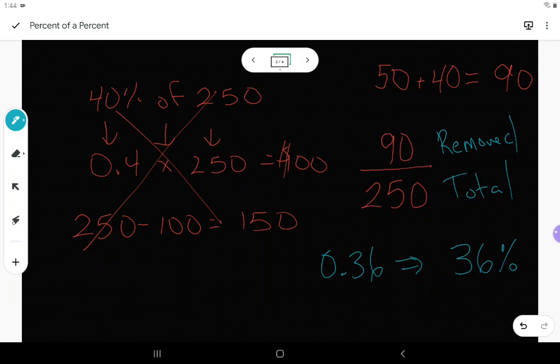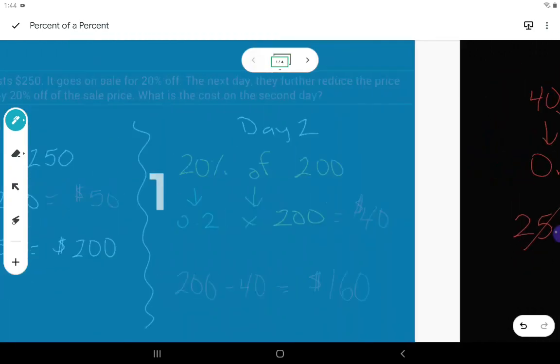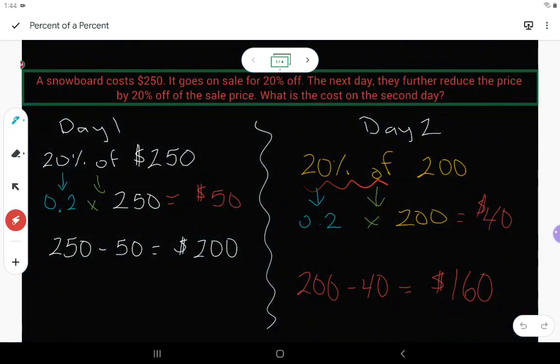And the reason I didn't take a full 40% off is that when I found 20% on the second day, I was finding 20% of an already smaller number. And that's different than this 20%. It's 20% of two different numbers. Okay, so you're not allowed to just combine discounts like that.